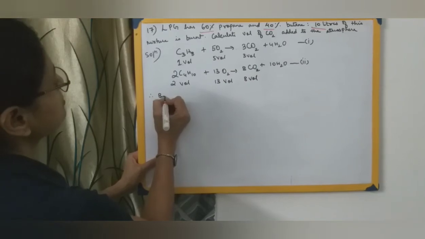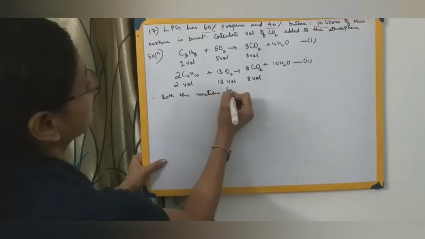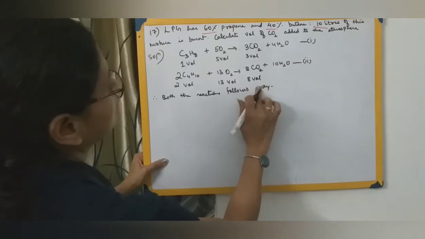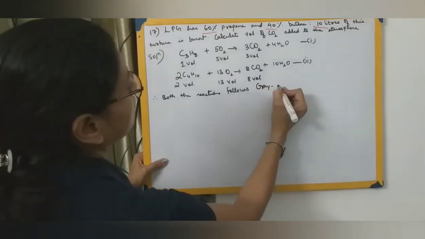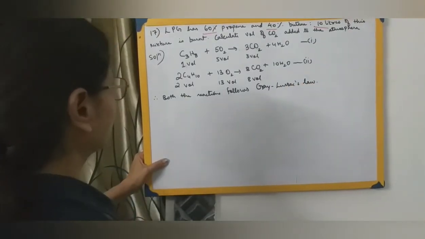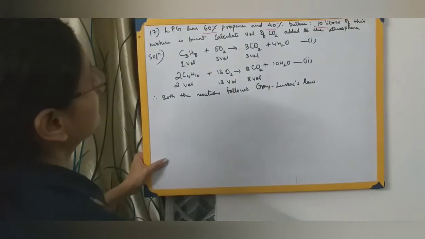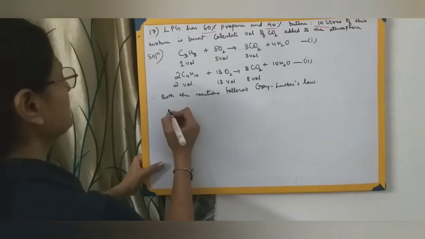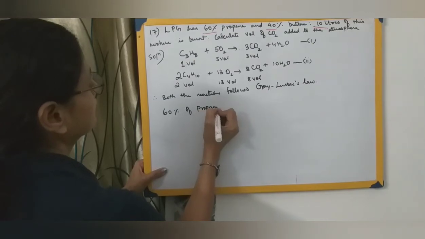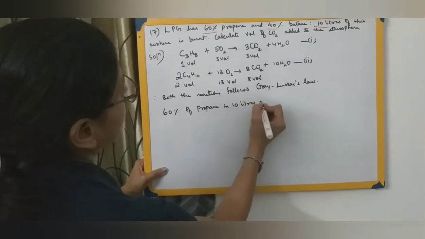Therefore both the reactions follow Gay-Lussac's law. Okay. Now it's 60% propane present in 10 liters. So we'll find out 60% of propane. First of all, 60% of propane, and how much in 10 liters of mixture?